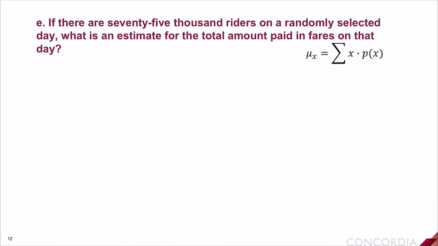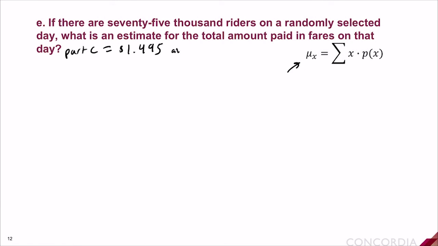E. If there are 75,000 riders on a randomly selected day, what is an estimate for the total amount paid in fares on that day? For this question, the first part, we would have to find the average each rider pays. However, we already found that number in part C, and it was equivalent to $1.495.